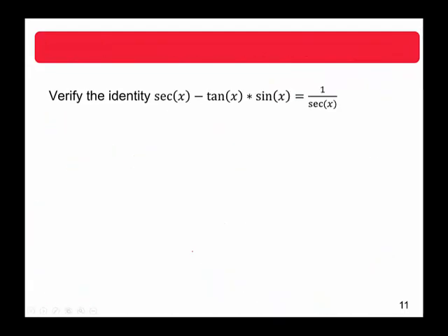Now let's take a look at example 2. So now again, we have this identity right here. We try to verify. And if you observe both sides of the equation, similarly the left hand side is more complicated. So we start with the left hand side. So we try to simplify from the left.